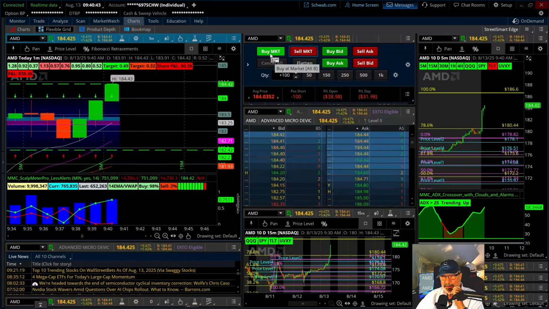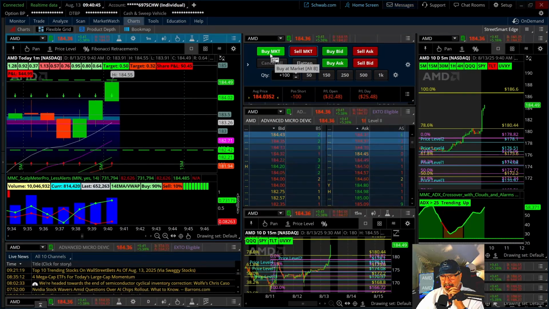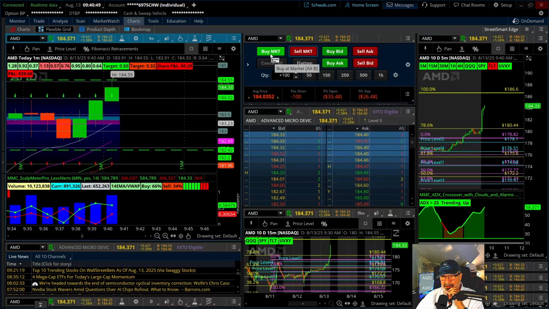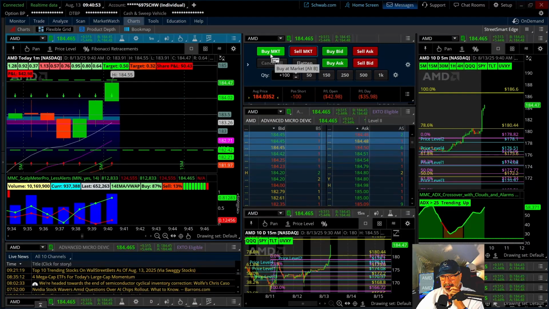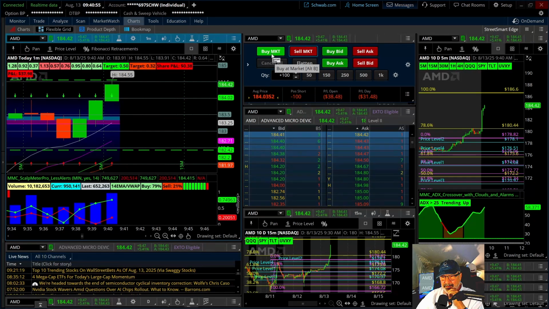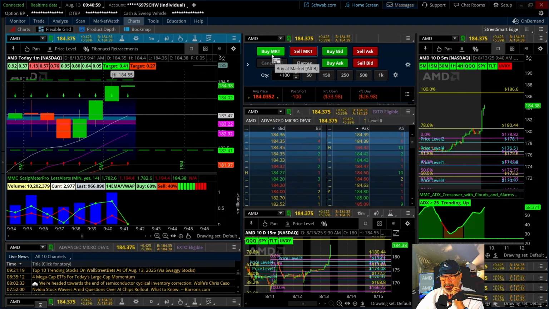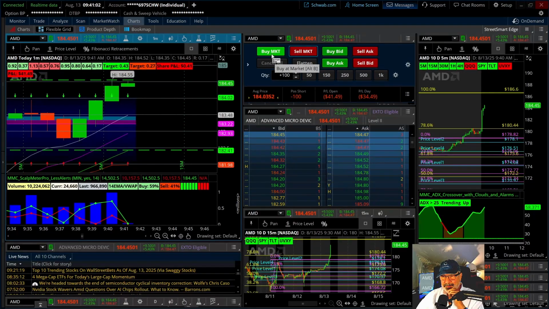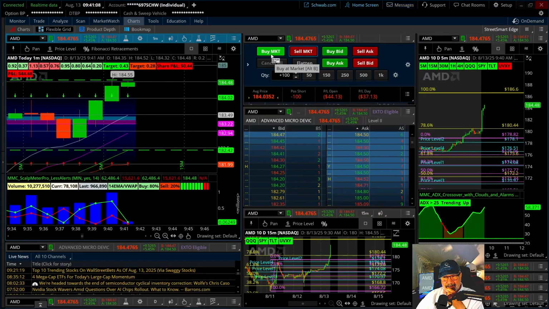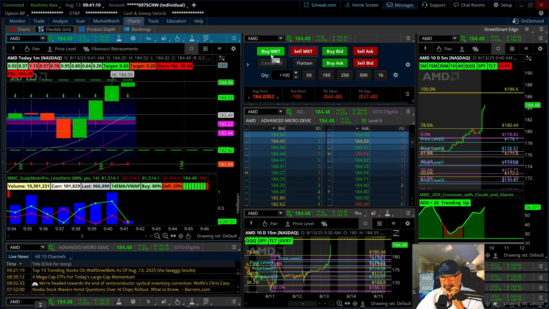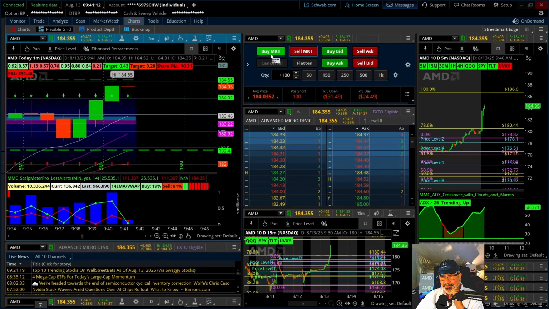Thought the 184 might be the place, but now it's 184.50. Is it going to break that? Because I will just get out of this. There's a swale down there, so... no. That's an upward move. Looks like a bad trade.